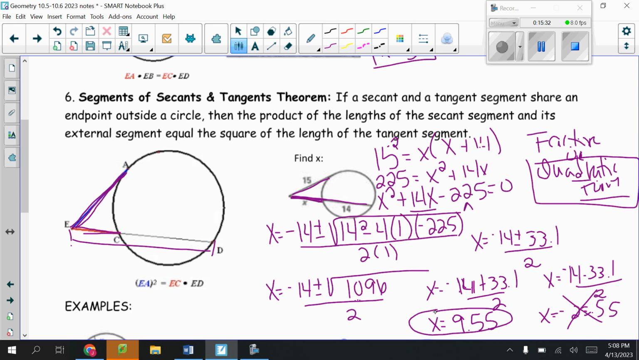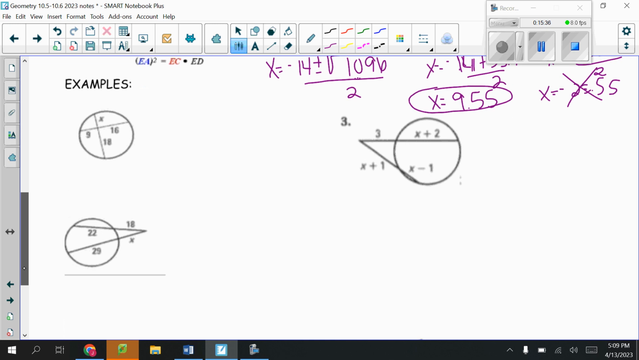So we've seen an example of each of these. So now we're going to see all of our examples mixed up. Just like all of our previous days, again, if you look at the picture, match the picture with the example, the theorem, then you know exactly which theorem you're using.